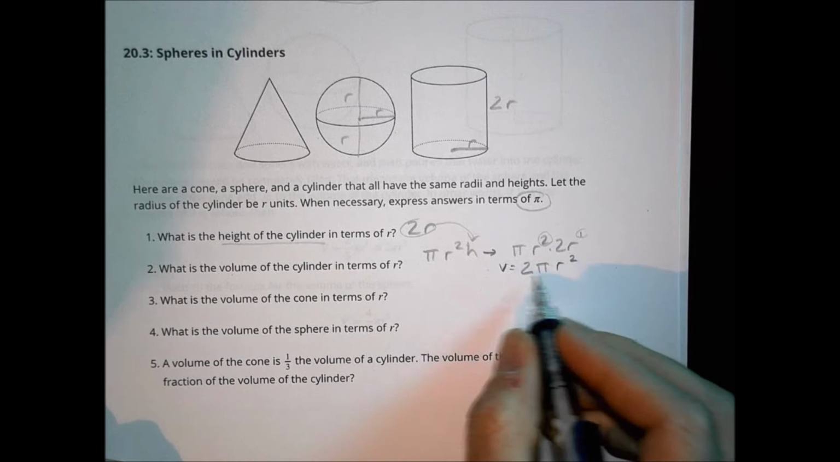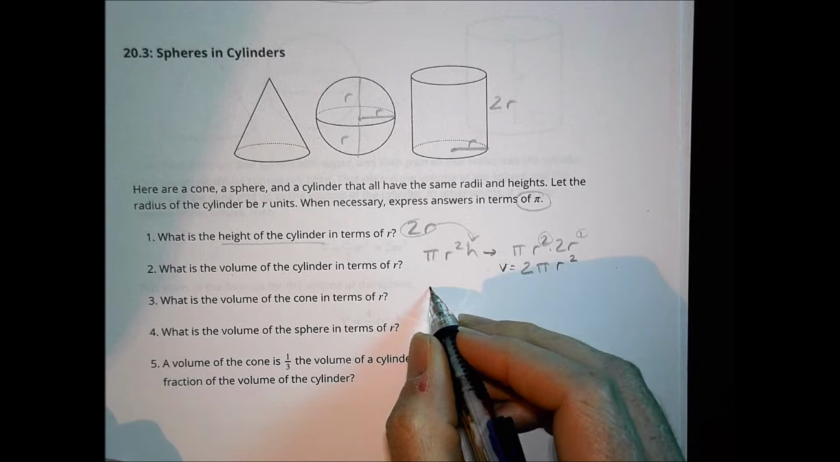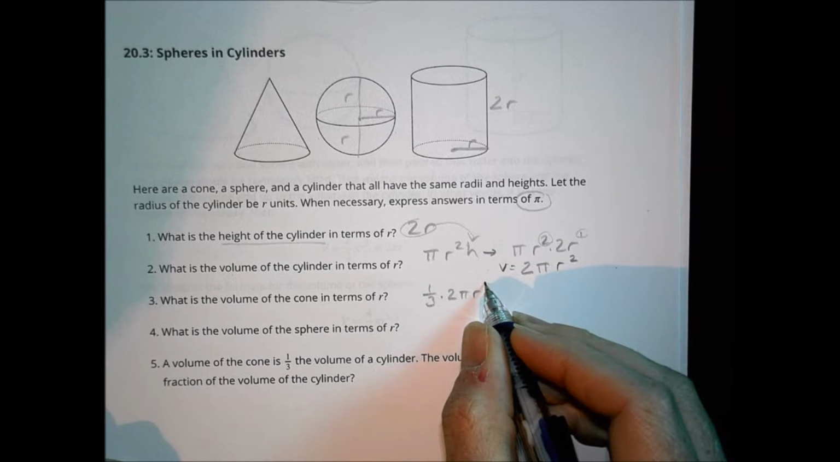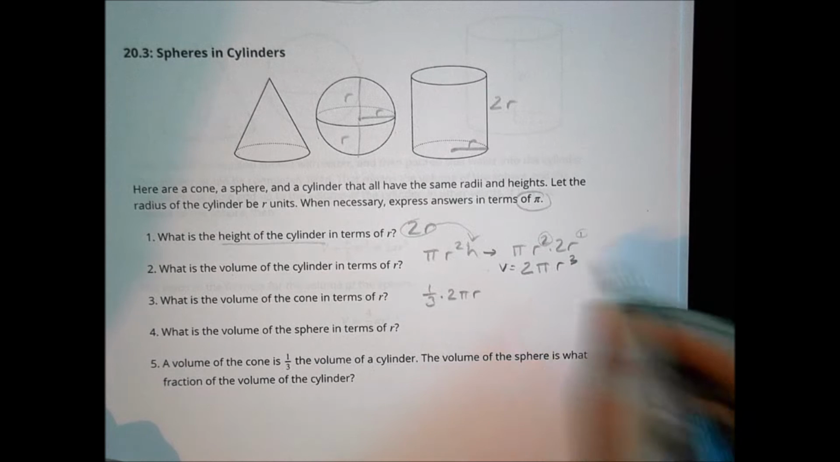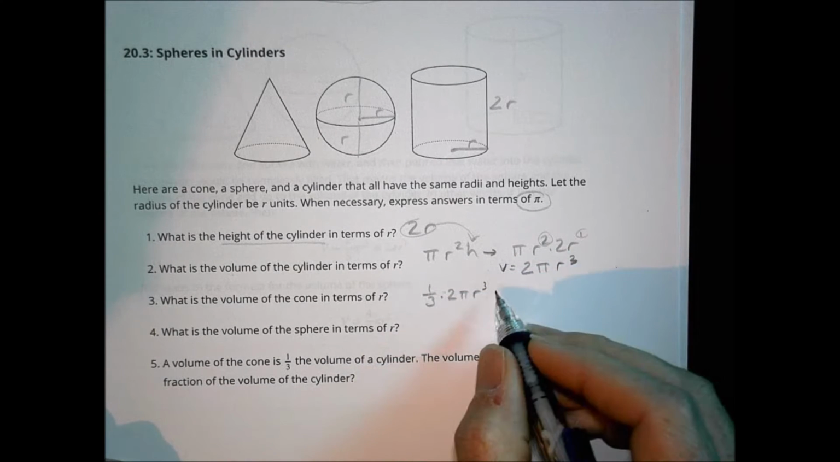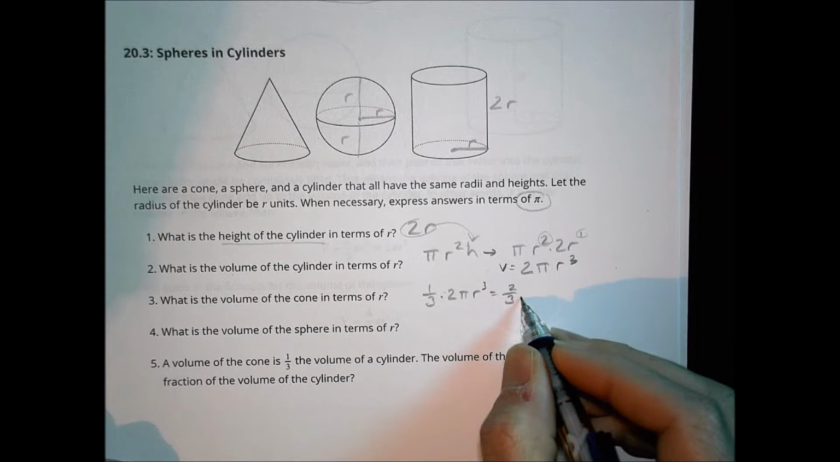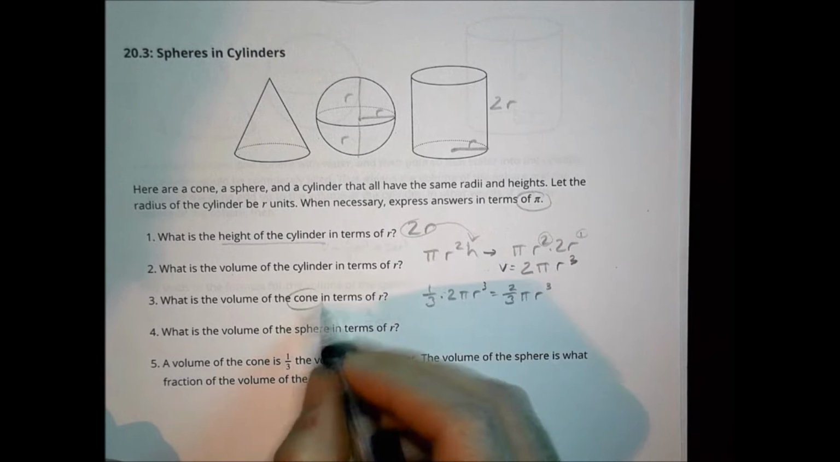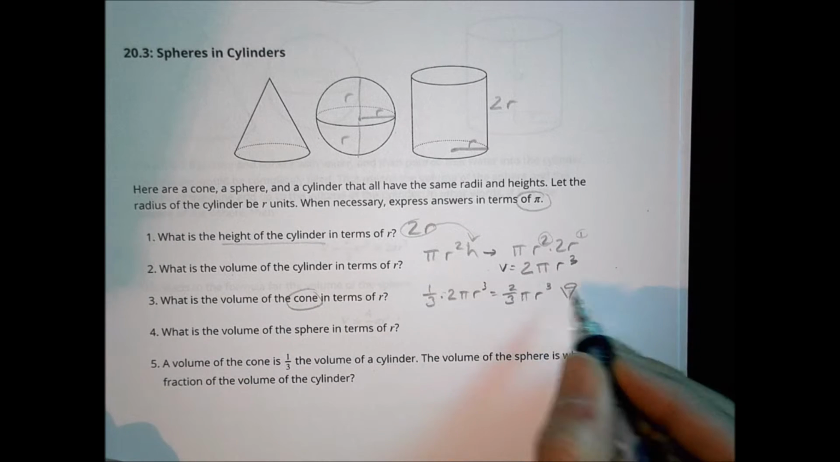For a cone, the cone's going to be 1/3 of that, right? So it'll be 1/3 times 2 pi r to the third. So 2 times 1/3 is the same as 2/3 pi r to the third for the cone. Right, that's our cone volume.